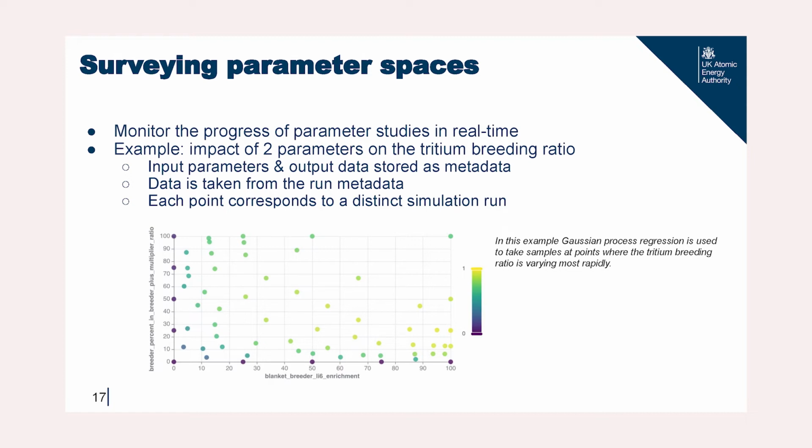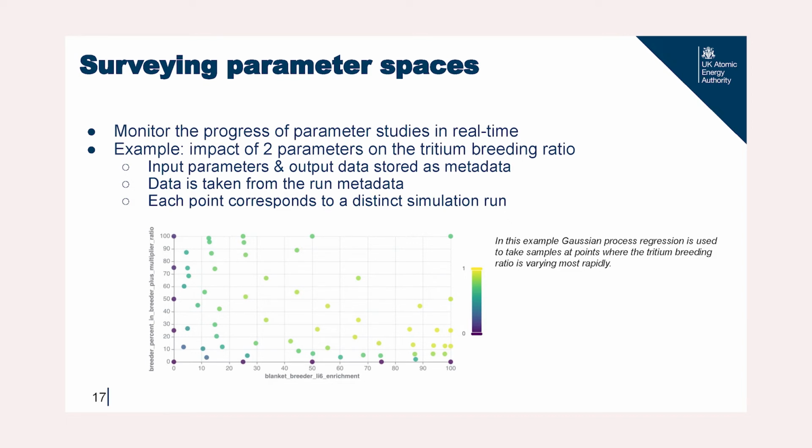So this is an example from work someone did, which was investigating the impact of two different parameters on the tritium breeding ratio. Just some background: in a nuclear fusion reactor, tritium is one of the fuels that are needed, and what people want to do is have a material inside the machine which produces tritium in the machine itself, so they don't need an external system producing tritium. So you want to work out the best way of producing this material. In this case, we ran lots of simulations.